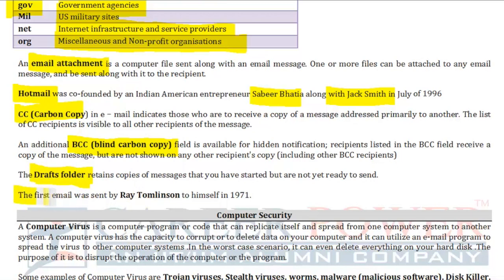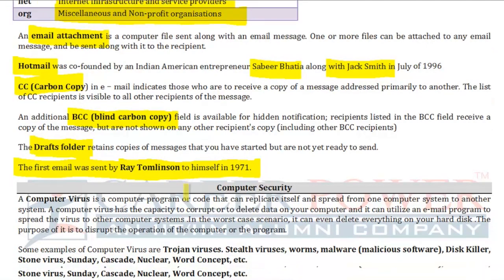The first email was sent by Ray Tomlinson to himself in 1971. They may ask you that who among the following sent the first email to himself. Then your answer will be Ray Tomlinson sent the first email to himself. This was all about the internet.